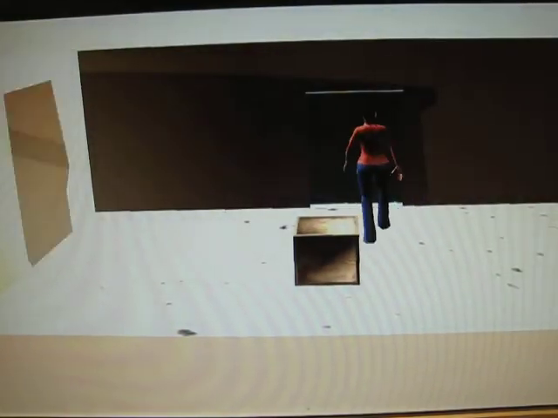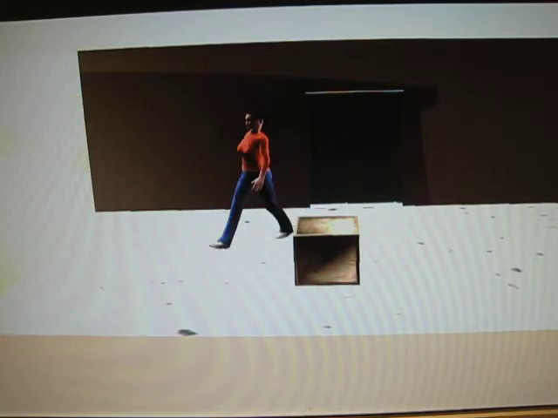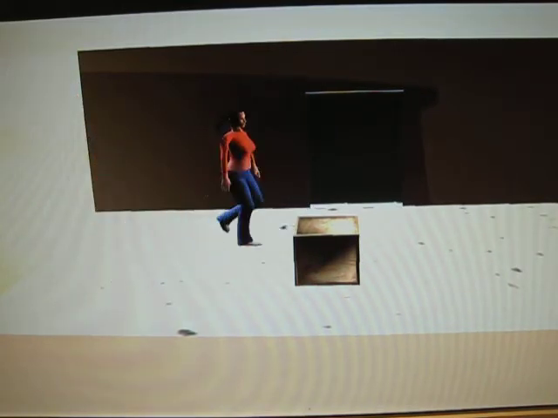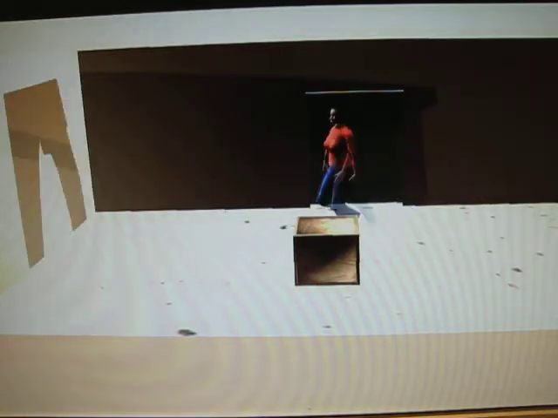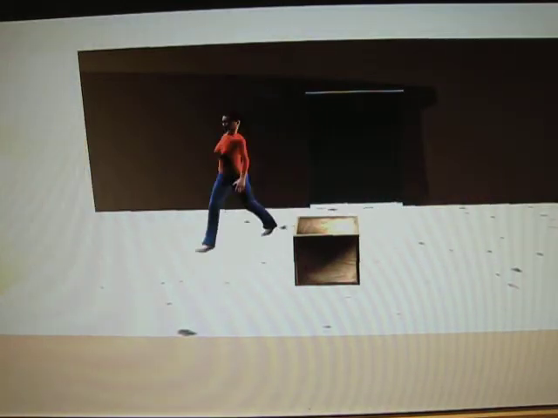So you can see there is a girl who is moving from one point to the other, and she is moving around the obstacle. I had to embed something in her intelligence: when you see an obstacle in front of you, you just don't collide with it, you go around it.